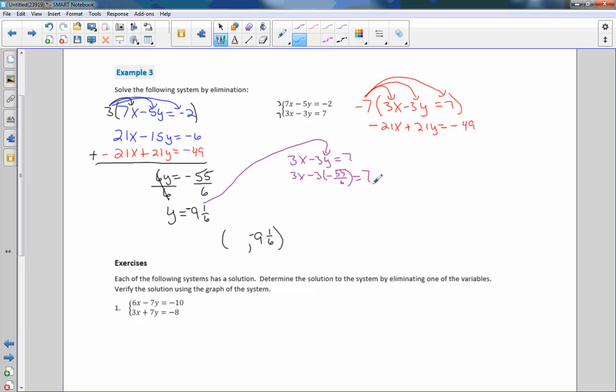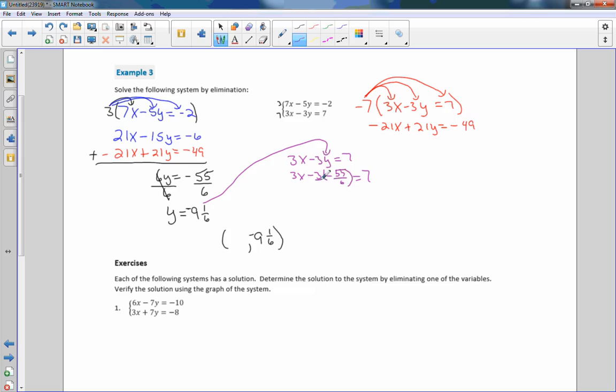And that is now going to be 55/2 instead of 55/6 equals 7. Okay, so my 3 over 1 times 55/6. 3 goes into 3 once, 3 goes into 6 twice, and that's how I got that. Negative times negative is positive.